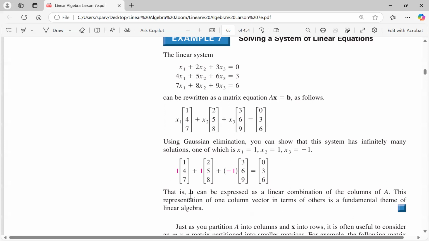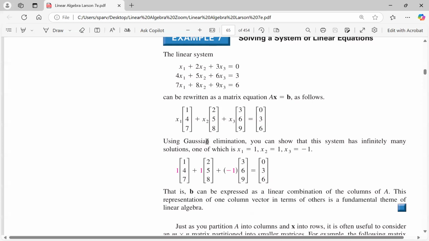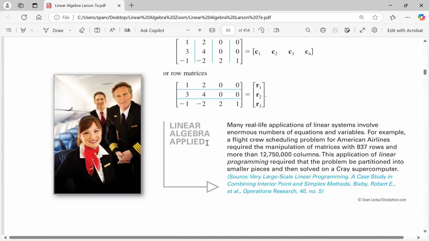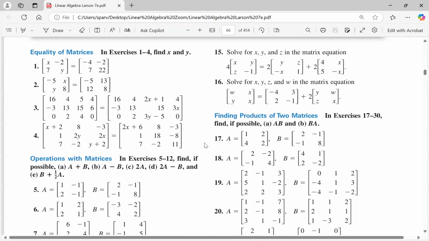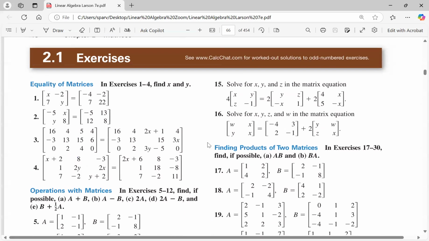So this is what we meant by writing a system as a linear combination of column vectors and the variables x1, x2, x3. I just wanted to clarify that one. Now, let's actually take a look at some of these exercises. For instance, looking at number 16, let me go to number 16.